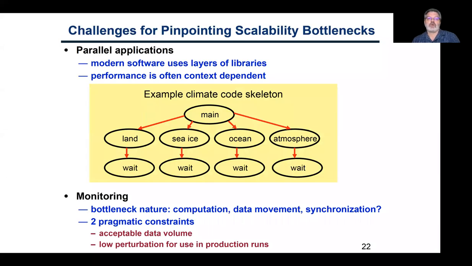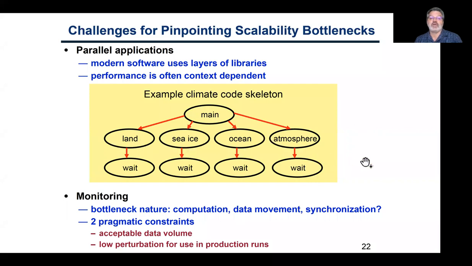So for parallel applications, often there are lots of layers of libraries and the performance is context dependent. For instance, in some sort of climate code where you might have land, sea ice, ocean, and atmosphere simulations, if you found that your program spent time in MPI wait, you would need to know the call stack to find out whether there's a problem with the atmosphere or a problem with the ocean. So we want to have call stack profiling. If you were just told that you spend time in MPI wait, that doesn't help you when you have such a complicated application.